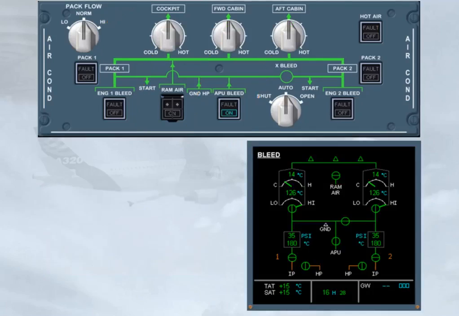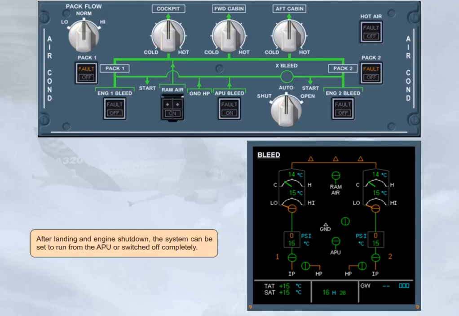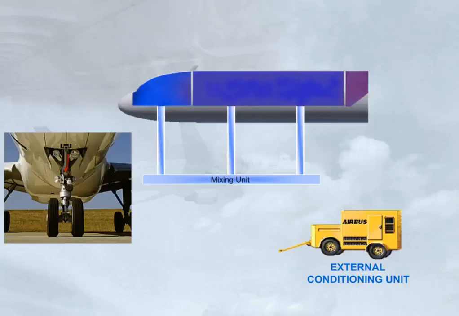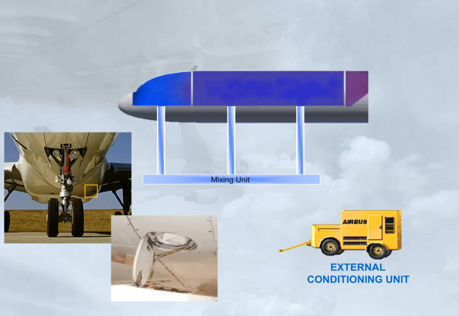After landing and engine shutdown, the system can be set to run from the APU or switched off completely. An external conditioning unit can also be connected via a low-pressure connection point on the underside of the aircraft. The low-pressure air is fed to the mixing unit and then into the three zones. There are no indications in the cockpit to show that an external conditioning unit is in use.